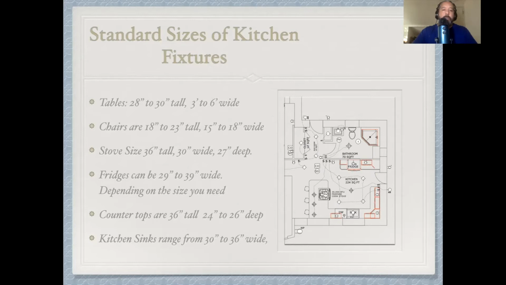Tables are typically somewhere around 28 to 30 inches tall. They can be 3 by 3 or 3 by 6 or 6 by 6. It just kind of depends on how many people are going to sit in your kitchen, in your dining room, excuse me, or in your kitchen if you're going to have a table in the kitchen. Chairs are around 18 inches to 23 inches tall, again, depending on the table.